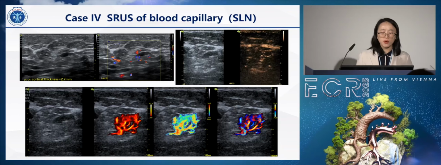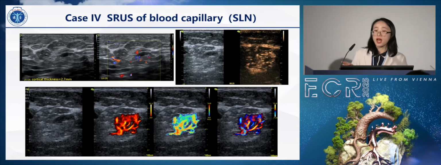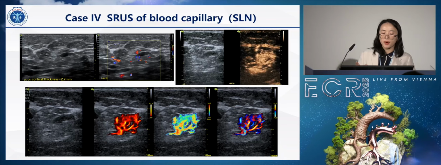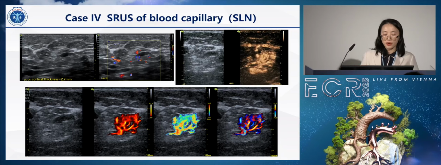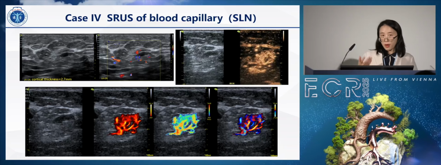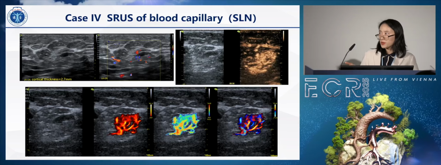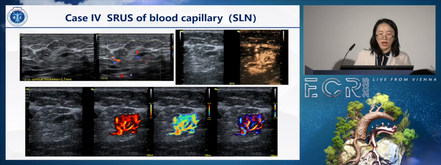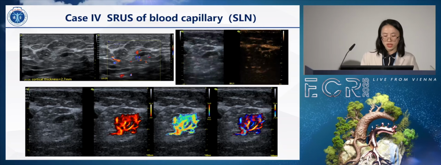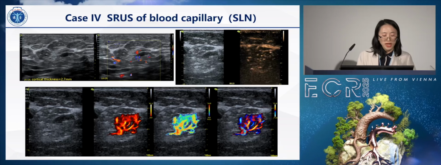After the microbubble was disrupted in the lymphatic capillary, we started to capture the imaging of blood capillary by SRUS. And this is through the vein. The microbubble will be injected to the patient's distal vein, and the volume is 2.4 milliliters. And then we get the three maps.